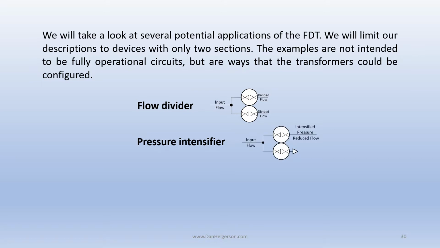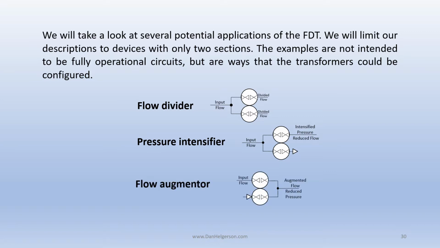Pressure intensifier. Here we have an input flow where I'm taking one side of the FDT and I'm returning it to atmosphere, and that enables me to have an intensified pressure at a reduced flow. The advantage here is that it's a continuous operation, and with varying displacement ratios, we could have pretty high pressures at a constant rate without the reciprocating action of a cylinder, which is the typical pressure intensifier.